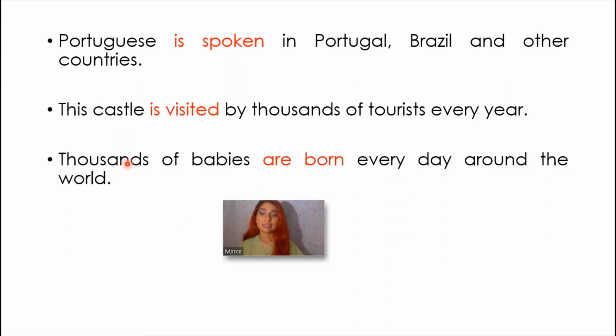This says, thousands of babies are born every day around the world. Remember, we have thousands of babies with s at the end. It tells us that it's plural. So that's the reason why we use are, because it's plural. And we have the past participle verb, born.